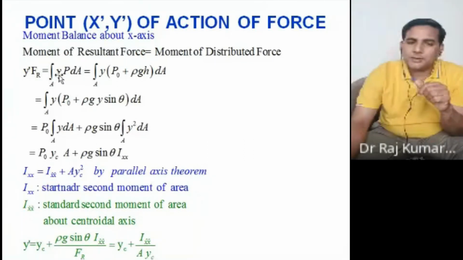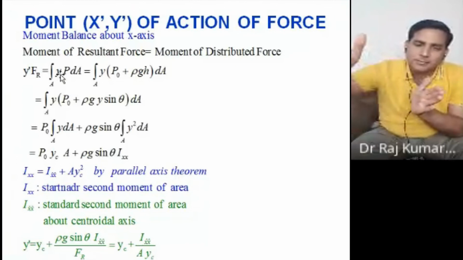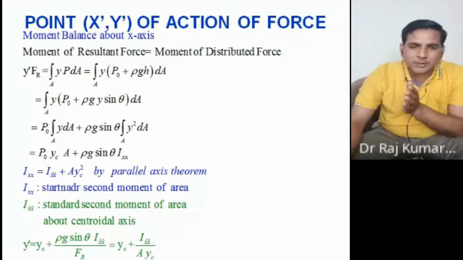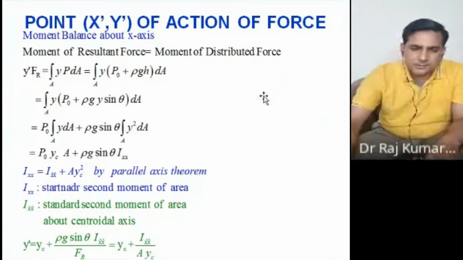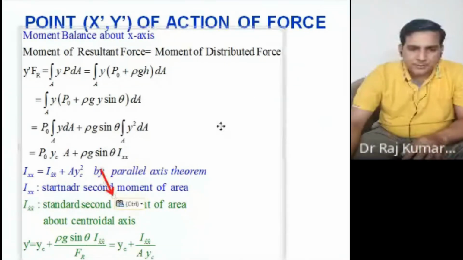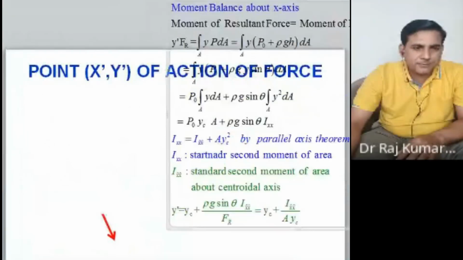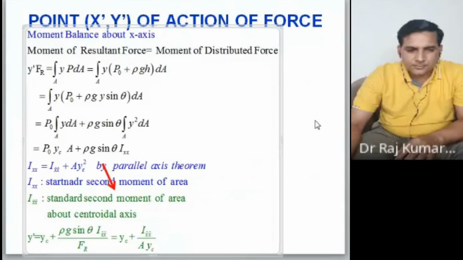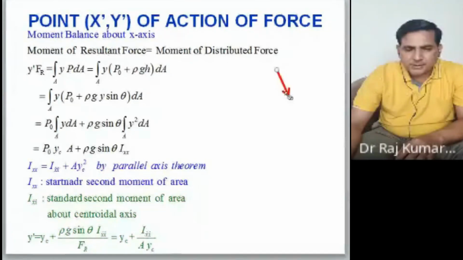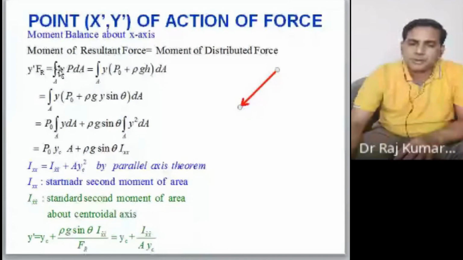You have y into P into dA. This is the pressure P into dA multiplied by the pressure point. Where does it act from, y coordinate? So this is your coordinate here. Let's say this one. I can draw here. So it's something like that. You have calculated this force at this particular point, which is this distance y. So you have calculated moment of this as y into P into dA.